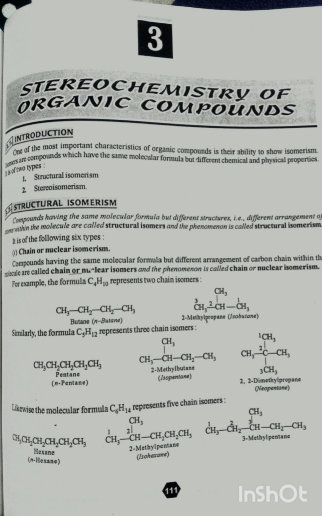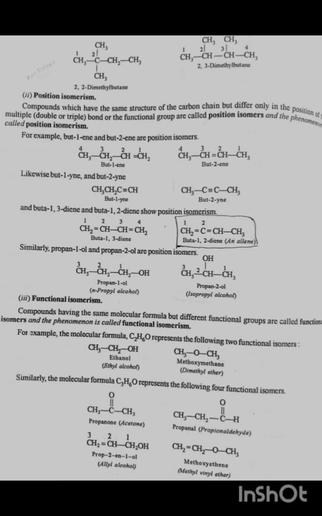Third, 2,2-dimethylpropane, which is also known as neopentane. Likewise, the molecular formula C6H14 represents five chain isomers. First, hexane, n-hexane. Second, 2-methylpentane, also known as isohexane. Third, 3-methylpentane. Fourth, 2,2-dimethylbutane. And fifth, 2,3-dimethylbutane.